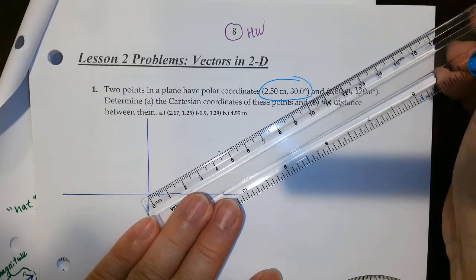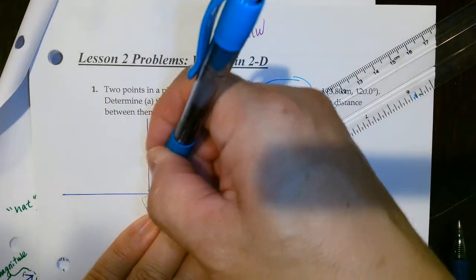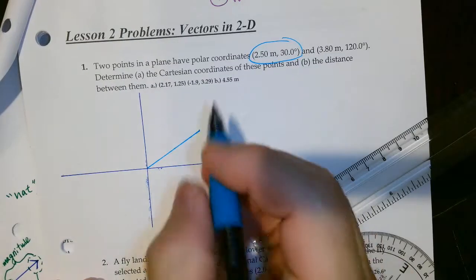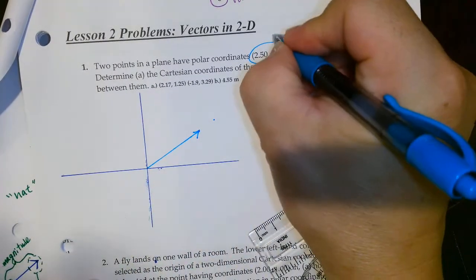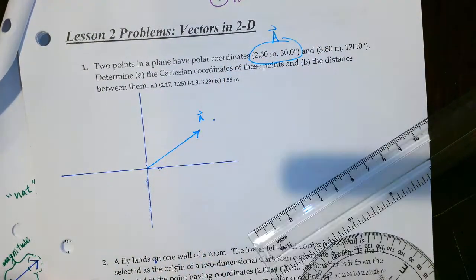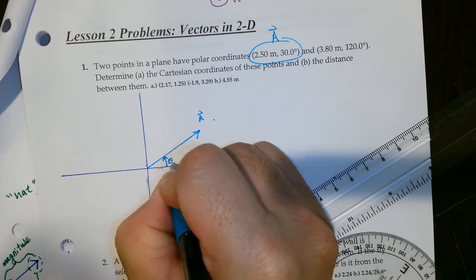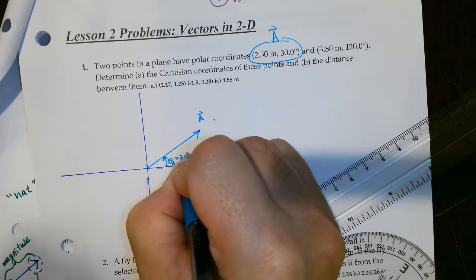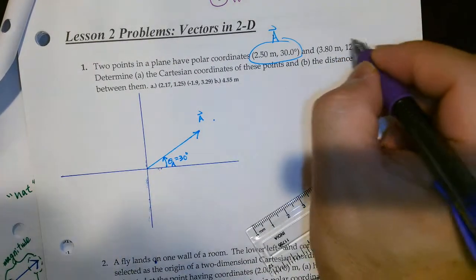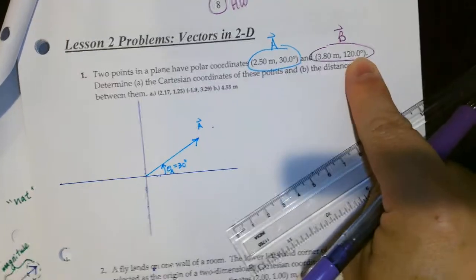I will draw 3.5 centimeters along that direction. So this is my first vector. I'll call that vector A. This is my vector A, and this angle here is 30 degrees. My second vector, which I'm going to call B vector, is at 120 degrees.